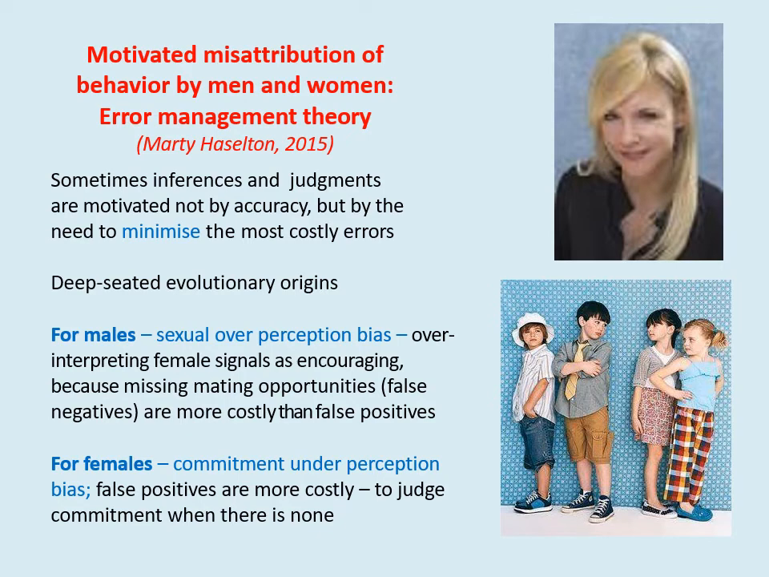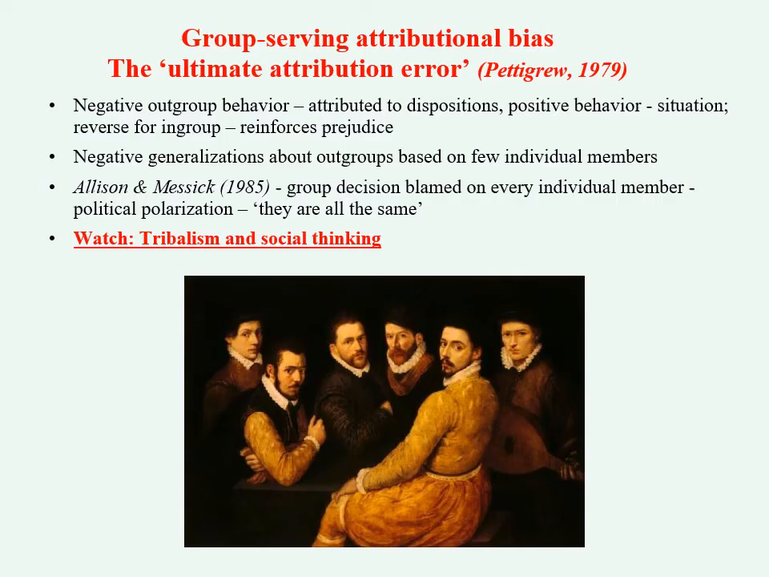different motivated thinking. In addition to distorting our attributions of the social world in favor of individual objectives, it turns out that human beings also regularly engage in group-serving attributional bias, attempts to construct the world in such a way that their own group, the in-group, comes out looking better. Pettigrew called this the ultimate attribution error.